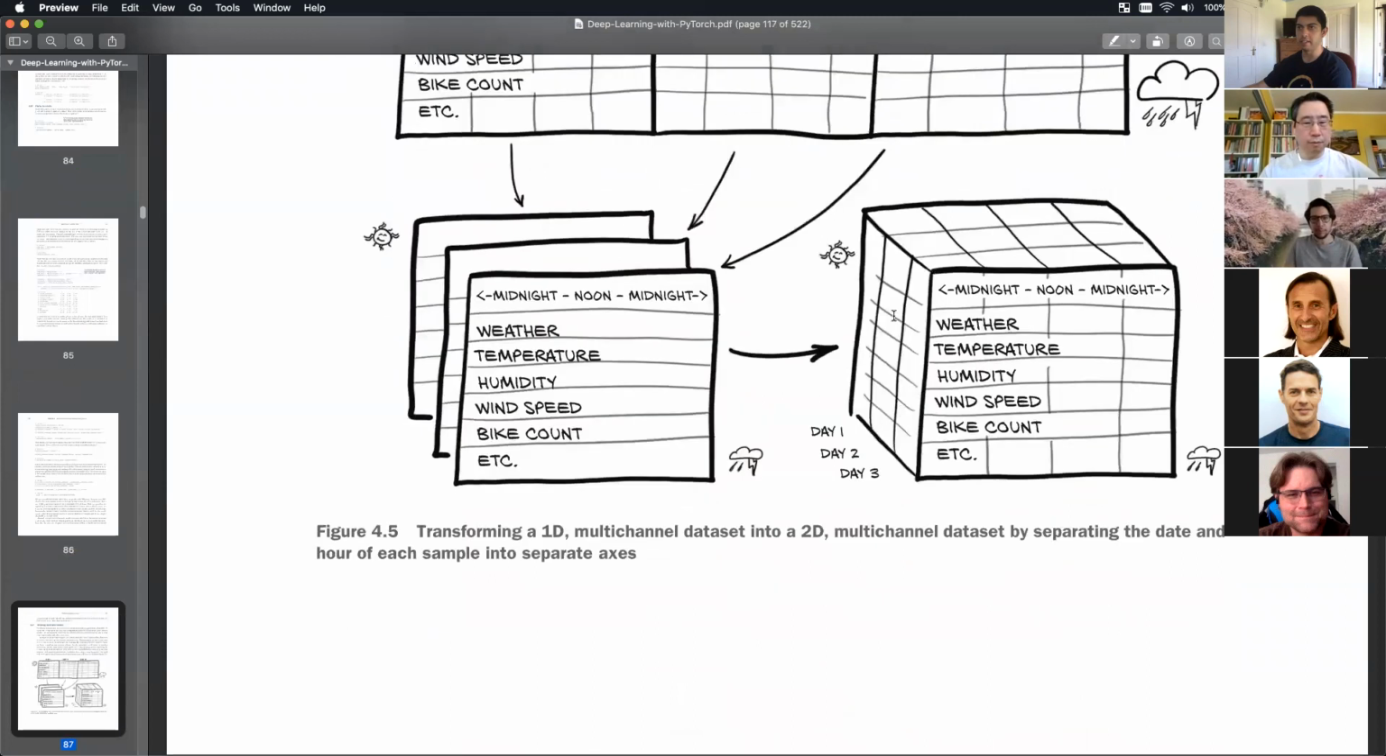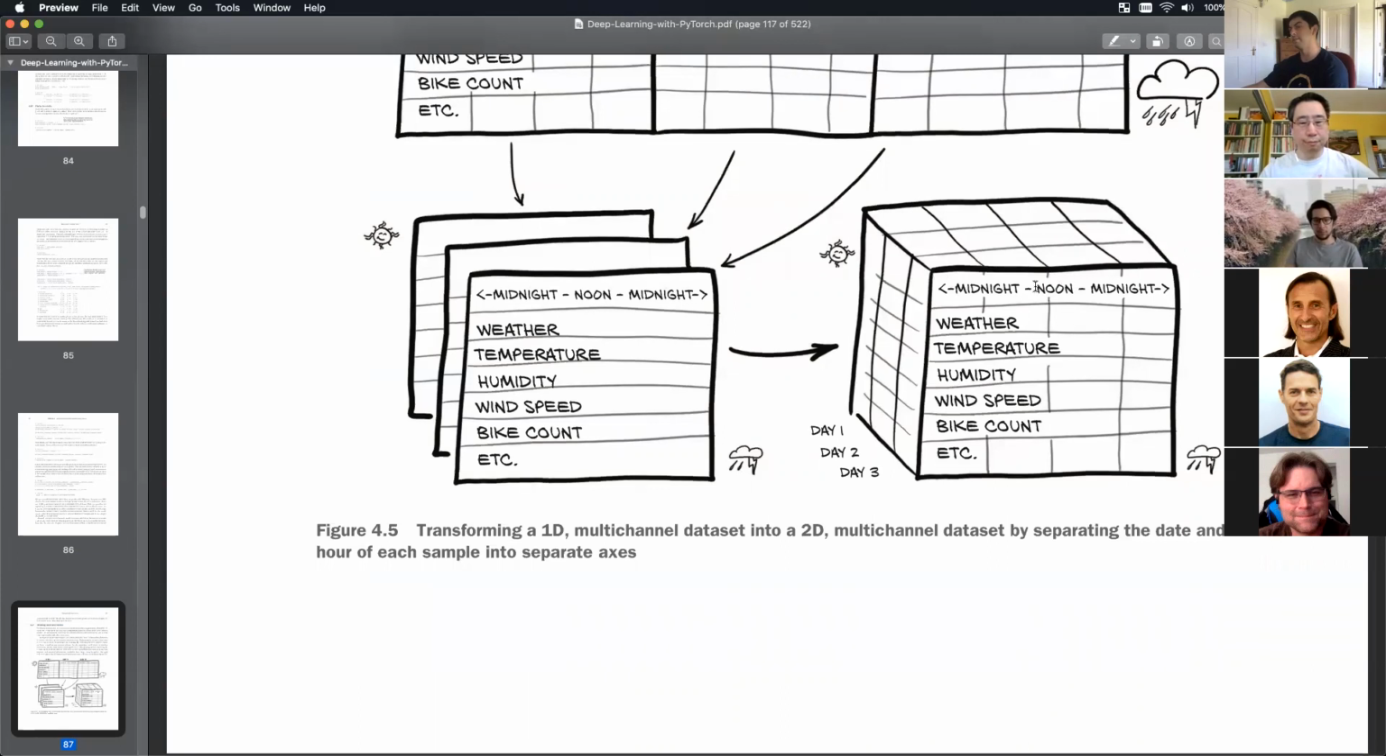It looks something like this, where it's sort of like the 3D array that we were looking at with the images. You just have a time axis. So the first one is across hours, and then this is across features, and then this axis over here would be across days. So that's how you can think of it.